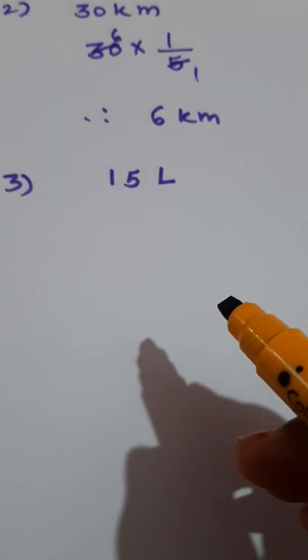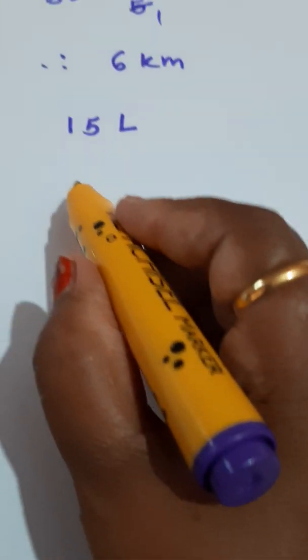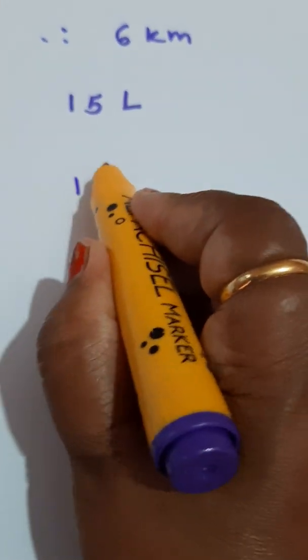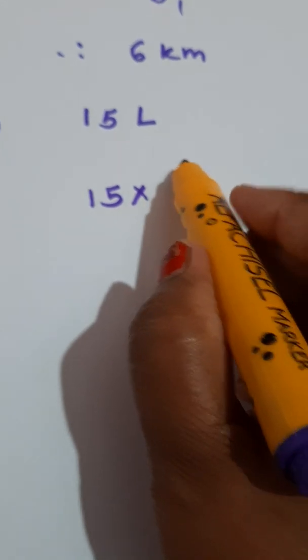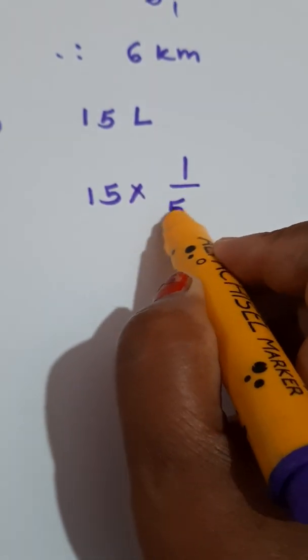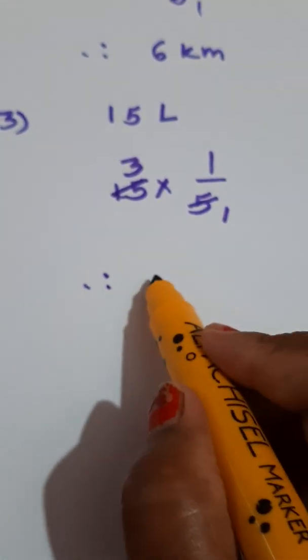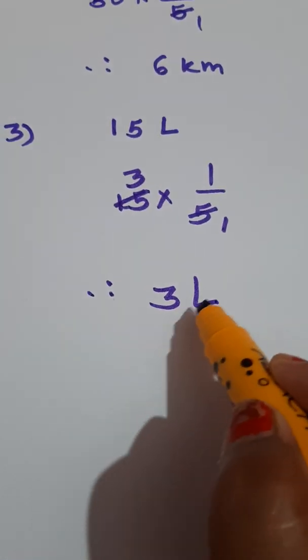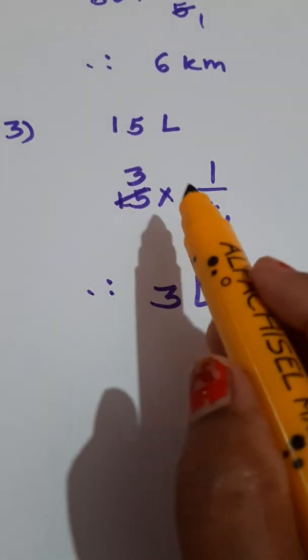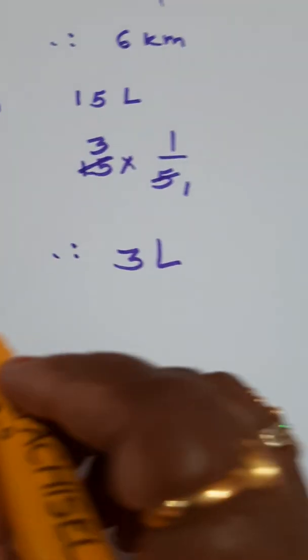Next, third example, 15 liters. Here also the same question. What is 1/5 of 15 liters? Again the same way, 15 multiplied by 1/5. 5 1s are 5, 5 3s are 15. 3 1s are 3, therefore 3 liters. 3 liters is 1/5 of 15 liters.